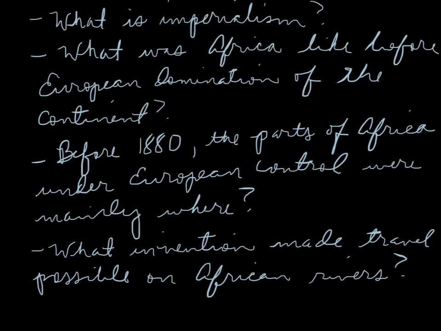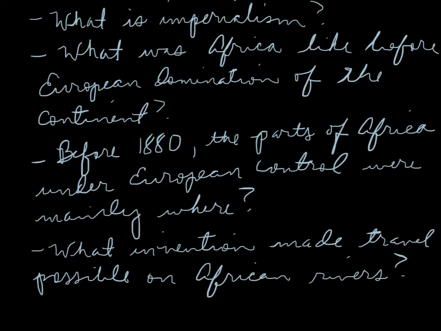All right, what's imperialism? Let's get to the heart of the matter. Remember, it's when a stronger country dominates a weaker country, or at least part of its territory. All right, what was Africa like before European domination of the continent? Remember, we talked about there was a lot of cultural diversity, many, many tribes. Remember that map we looked at with all the red lines that showed how many tribes and different languages? And over 1,000 different languages were spoken.